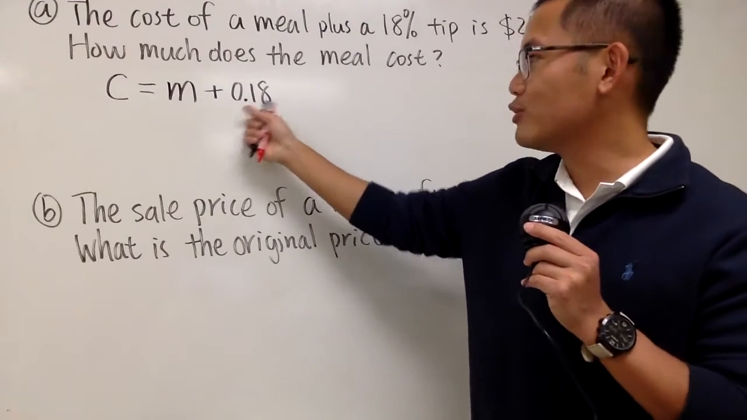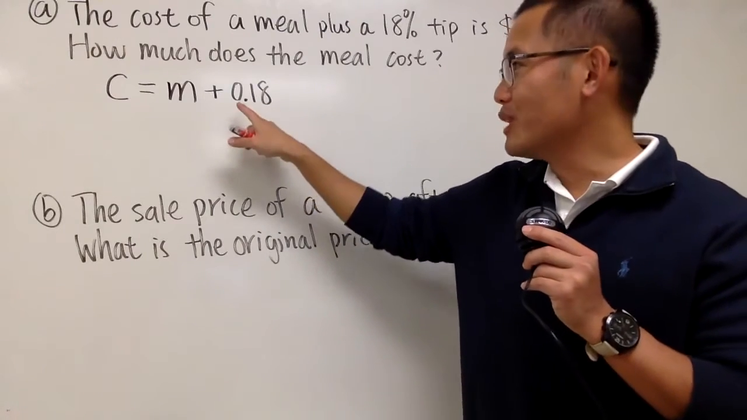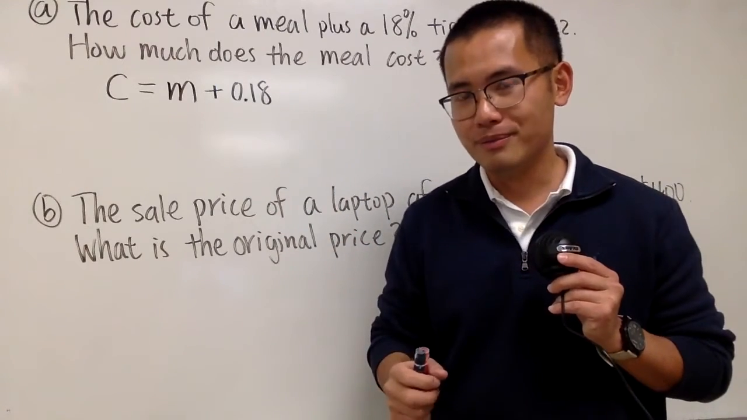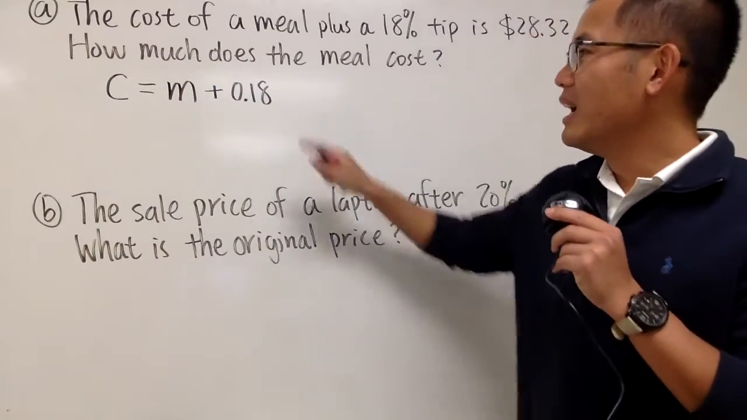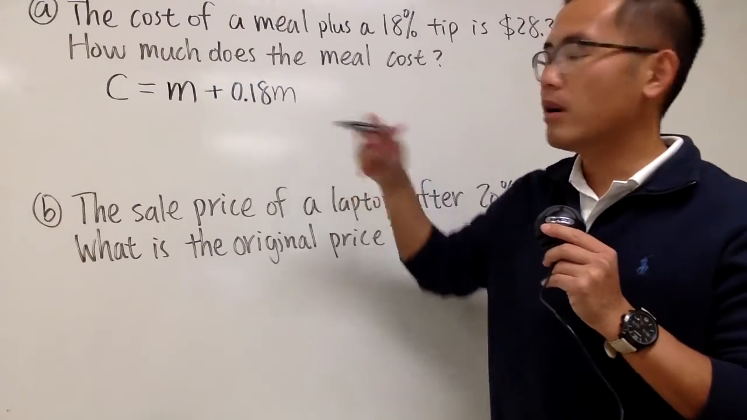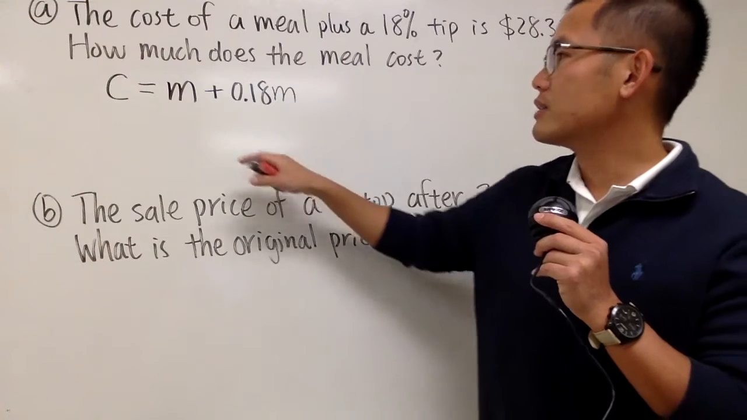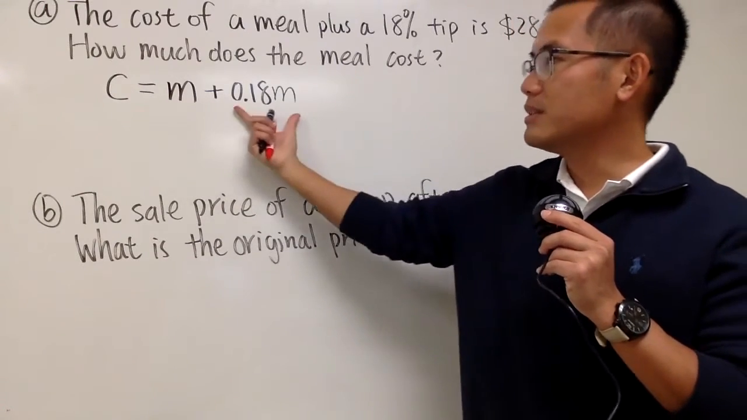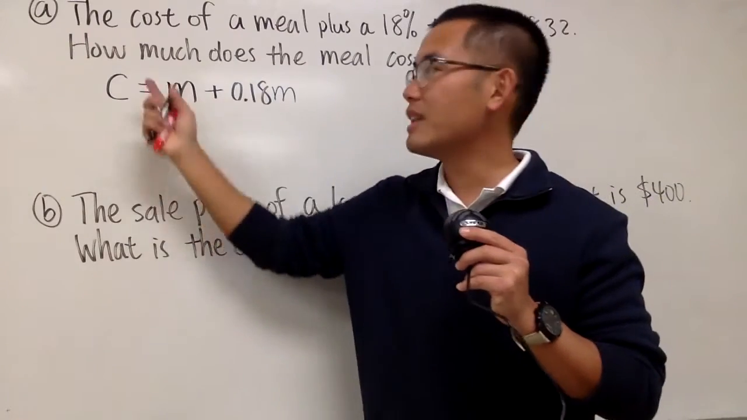But do not just put down 0.18, because if you only put down 0.18, this means you're only paying an 18-cent tip. And that's a big difference. It's 18% of the meal, so we have to multiply. Remember, of means multiply. So M is the meal plus 18% of the meal. This right here is the tip. Altogether, that will give us the cost.